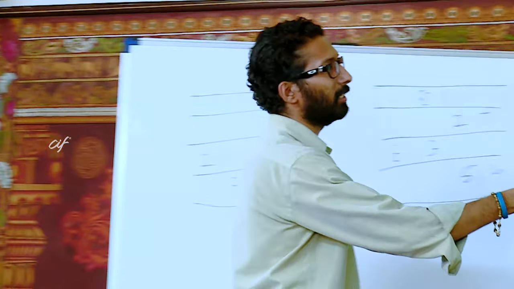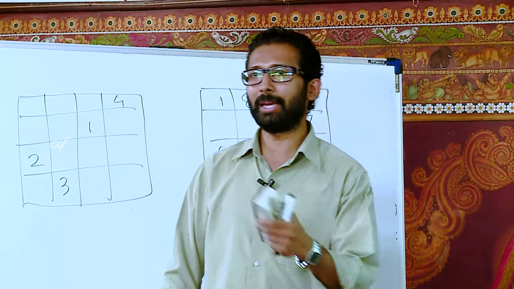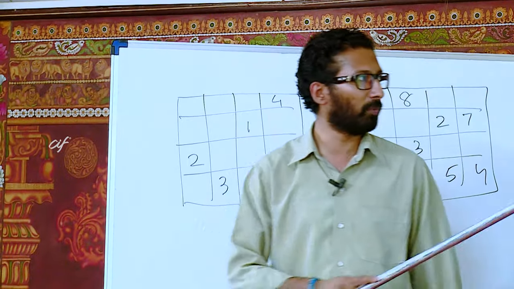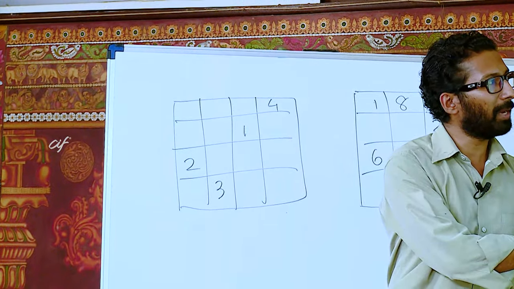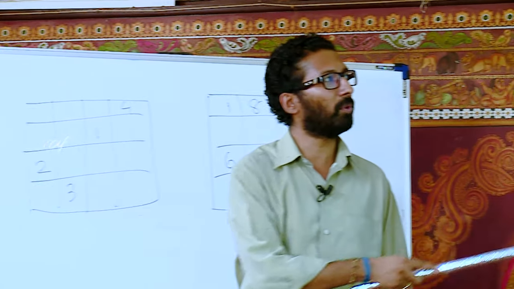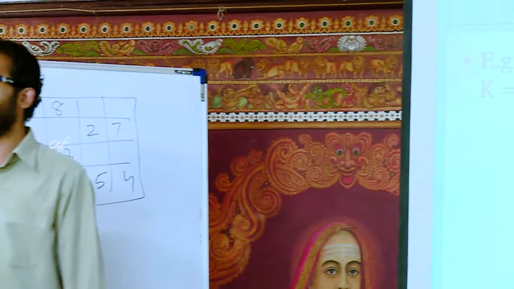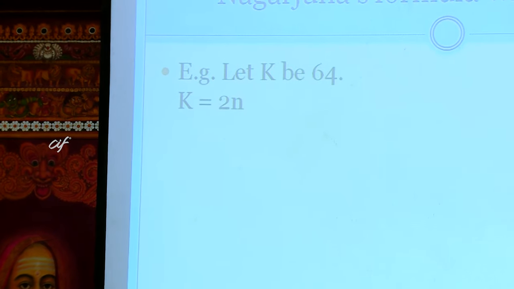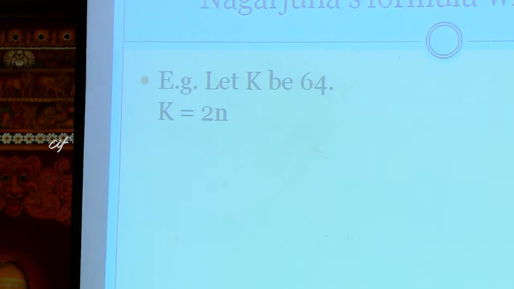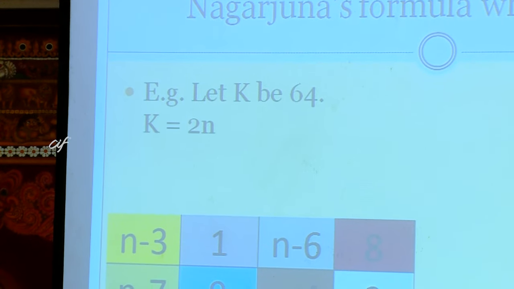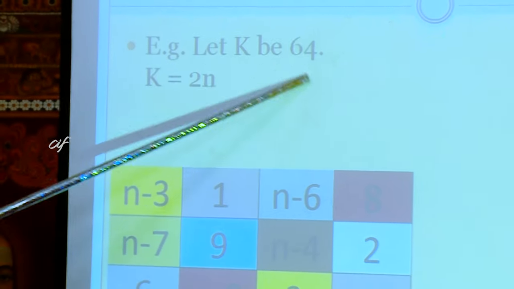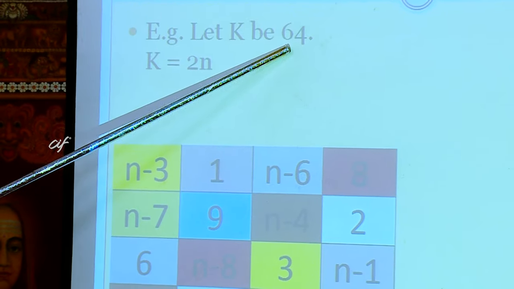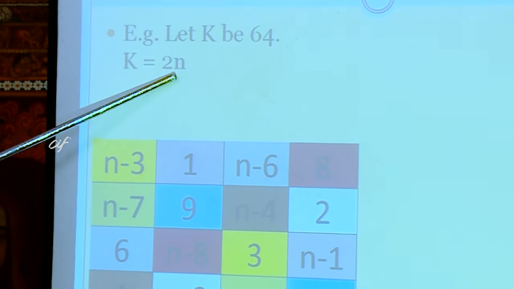Okay, and now yesterday, we were asking, if we are given a particular magic constant, say for example, you are asked to make a 4x4 magic square where the magic constant is 64. Any number, I just took 64. If we have to make a magic square which adds up to 64, how should we choose the numbers, or which numbers can we choose? So for that, he gives a formula, and if this magic constant k is 64, you have to take another number.